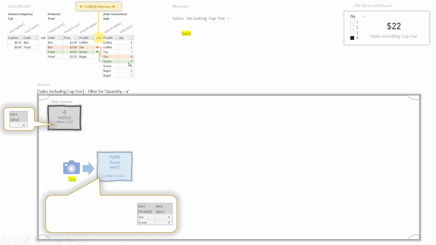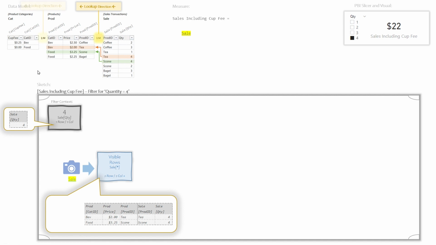And I know that this row right here, where we've got scone and 4, is related to this row in the products table where we've got scone, $3.25, and food. So in addition to these two normal base columns, I've also got, in my temp table, these three columns right here: one for product ID, one for price, and one for category ID. But that's not all. Before, we had this many-to-one relationship that allowed us to go from this table over to this table right here, to go from sale to prod.